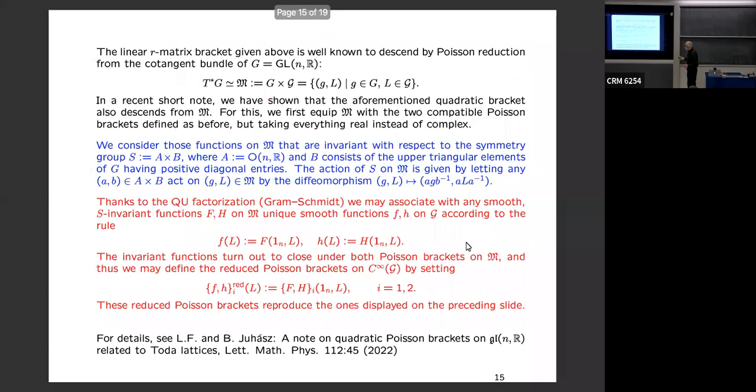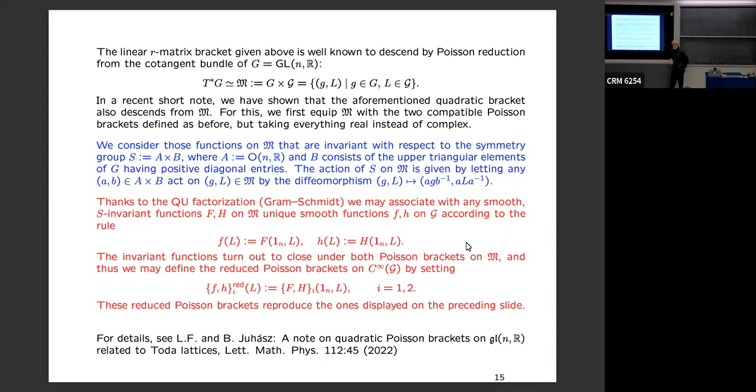And what is my contribution, or our contribution with my student, is that this also comes from Poisson reduction. For the first Poisson bracket, the linear bracket, this is the Sklyanin bracket, it comes from reduction. But for the second one, this apparently appears to be new. So I take the same kind of phase space as before, but now G is GLNR, instead of GLNC. Every formula is the same, just it's a trace pairing, but now it is real. And then I take a quotient with respect to the symmetry group A times B, where A is orthogonal and B is upper triangular with positive diagonal entries.